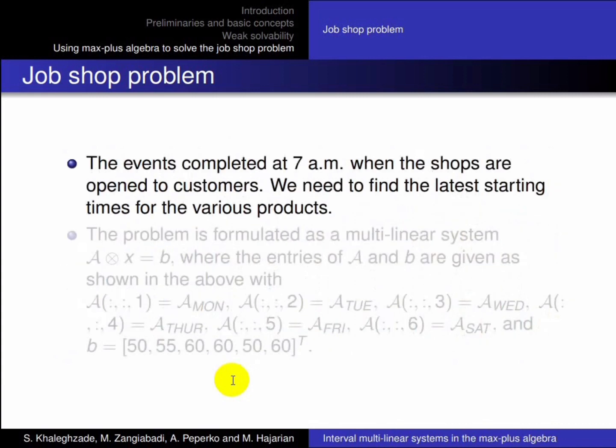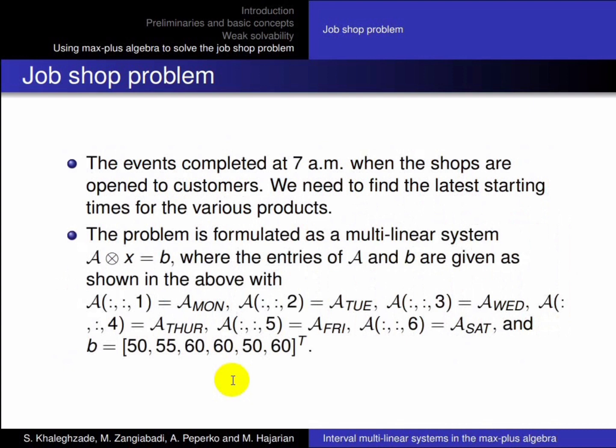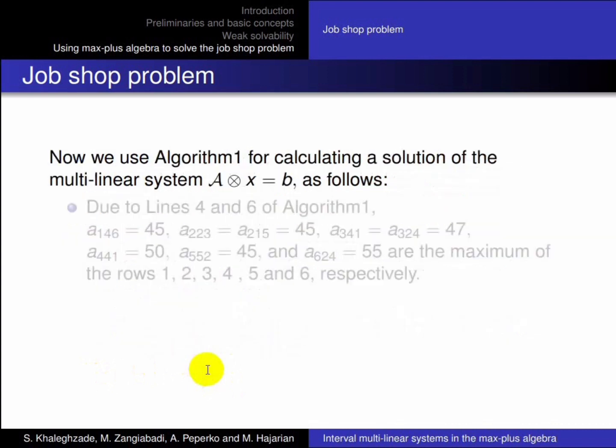The events are completed at 7 o'clock a.m. when the shops are open to customers. We need to find the latest starting time for the various products. The problem is formulated as a multilinear system where the entries of A and B are given as shown above, with A1 equals A Monday to A6 equals A Saturday, and B equals these amounts.